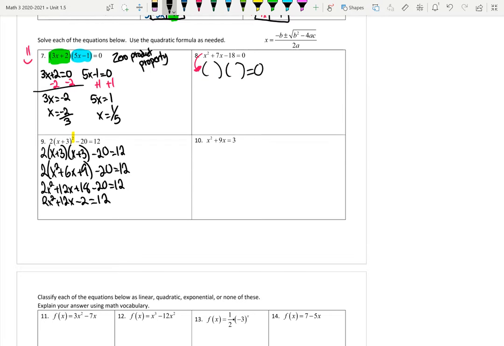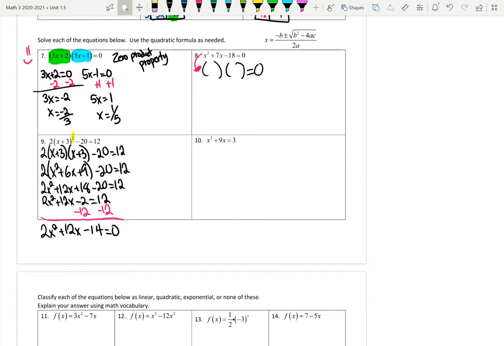Now at this point you might think you're done. But remember, we can only use the zero product property when it's equal to 0. So I'm going to use my inverses to subtract 12 from both sides, thus resulting in 2x squared plus 12x minus 14 equals 0. Now, standard form. Notice how I used all of the properties at once.